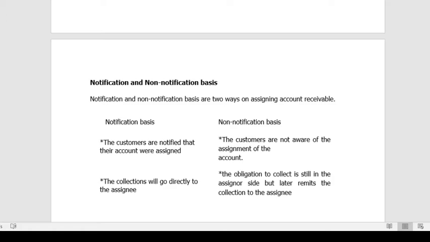Kaya pansinin mo yung comparison, the customers under notification basis, notified na ang yung account holders. The customers are notified that the account were assigned. Whereas, under non-notification basis, the customers are not aware of the assignment of the account.